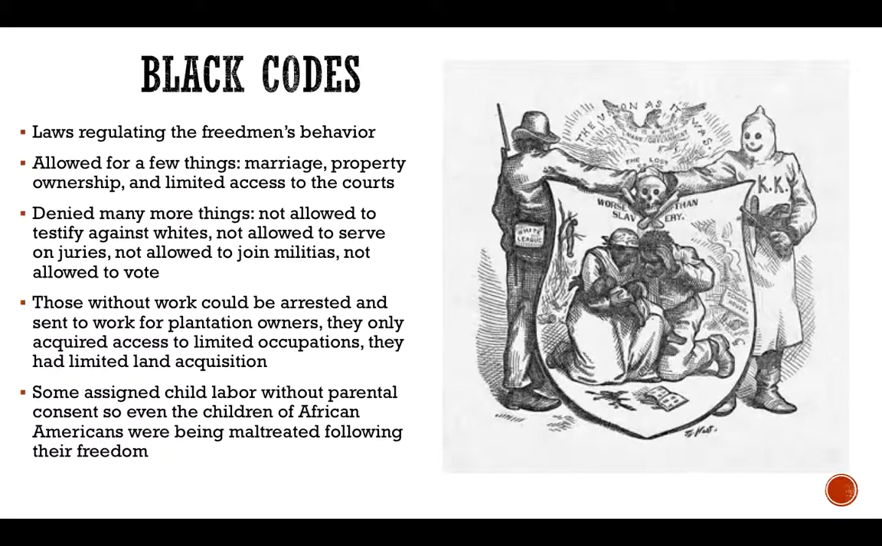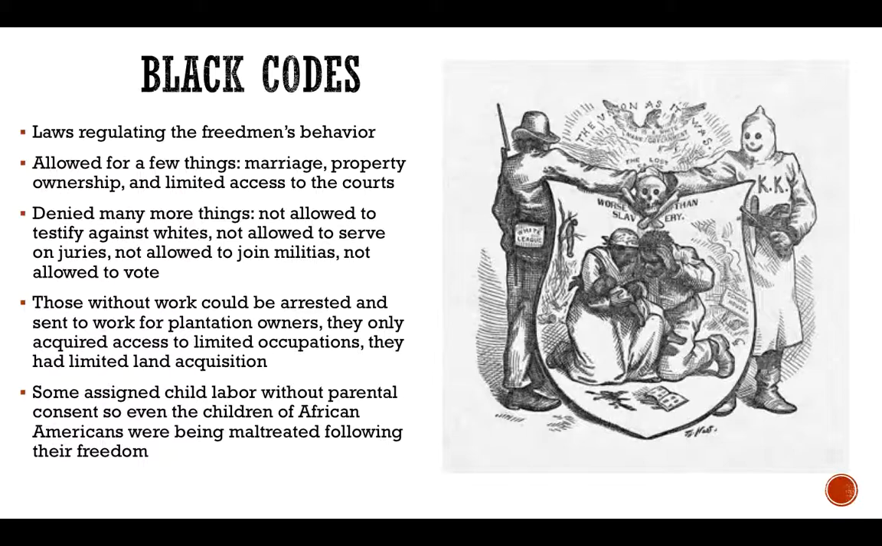What the Black Codes did was deny many more things than it actually allowed. So Black people were not allowed to testify against white people. They were not allowed to serve on juries, they were not allowed to join militias, and they were not allowed to vote in some cases. The vote was extended in some southern states, and it was extended in northern states, but in some states, they were still not allowed to vote under these black codes.